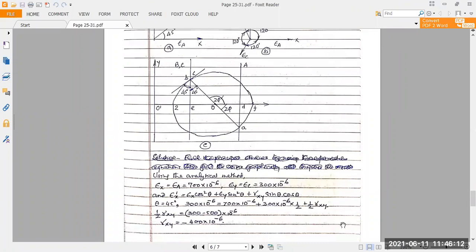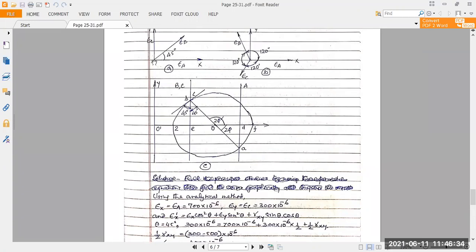Things are like this. Cos square theta is half, and sin square theta is also equal to half. So this plus this, multiplied by half, is equal to sin theta into cos theta, that's also half gamma xy. And here f psi x, we are taking it as the length which is changed after the external application of load or after deformation, calculated as f sub b itself, which we put here as 300 to the power minus 6.